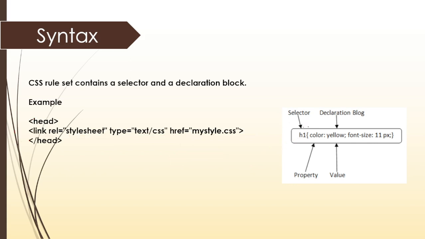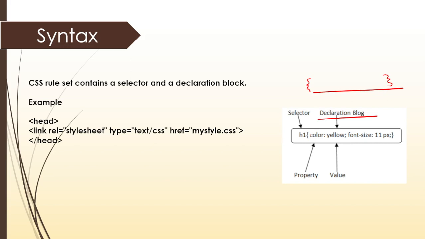In the previous lecture, we already discussed that in case of CSS, we don't use tags. We always use selectors. So this is the selector in the CSS file, and this is the tag in the HTML file. And this part is called the declaration block. We write the declaration block in between these brackets.